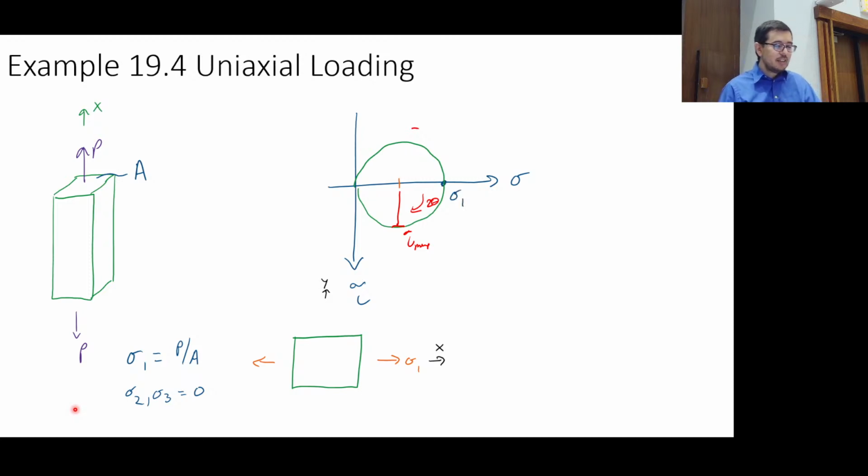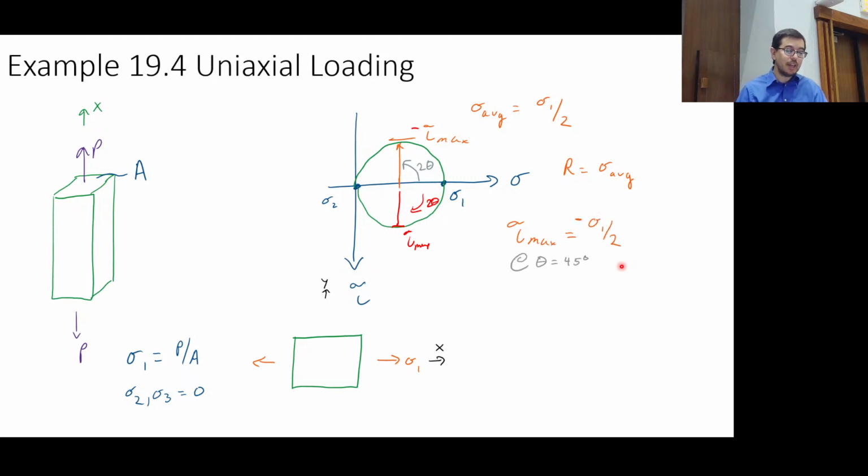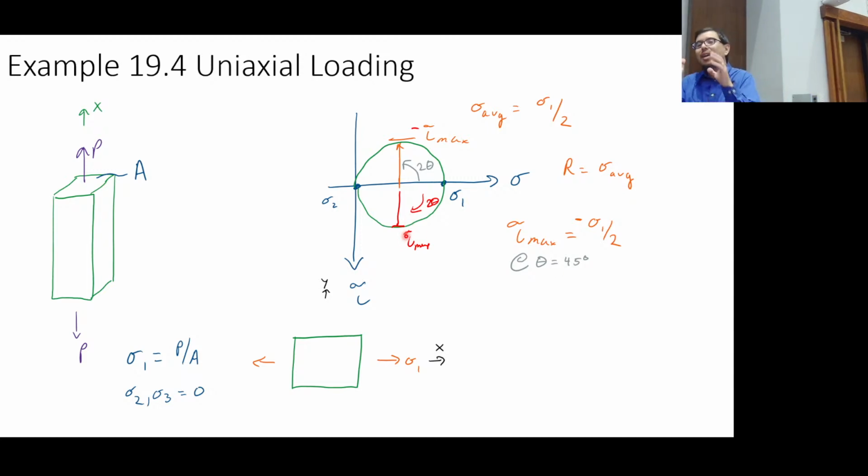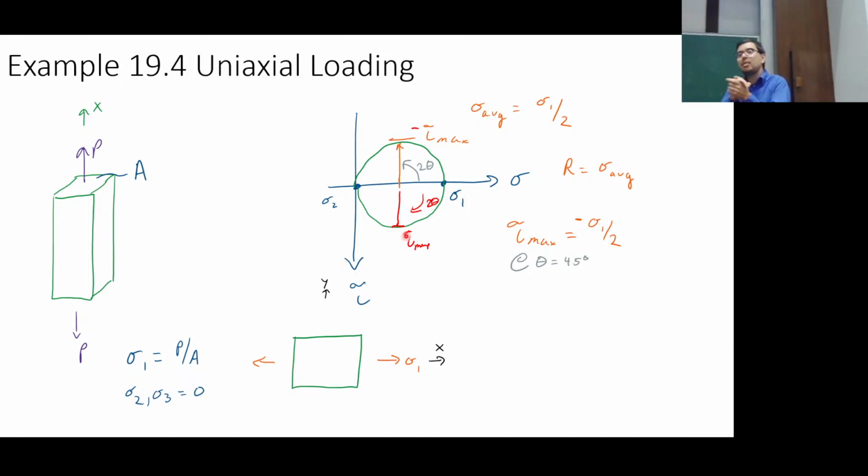We can write that the center is at sigma average, sigma 1 over 2. All right? And we can also write that the radius is equal to the sigma average, which is equal to sigma 1 over 2. Okay? And if we want to describe now getting to tau max, so remember we have this beautiful depiction of principal stresses.